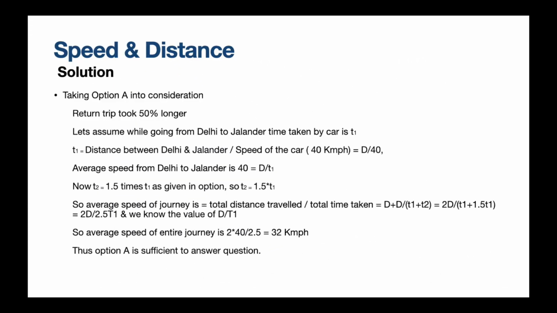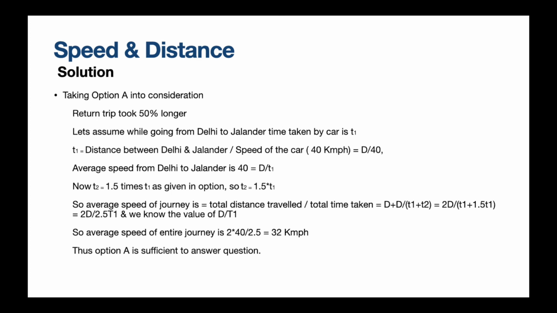Now, as given in option A, the return trip took 50% longer. Let's assume that while going from Delhi to Jalandhar, the total time taken by the car is T1. This T1 is equal to the distance between Delhi and Jalandhar divided by the speed of the car, that is D divided by 40. D is the distance I have assumed between Delhi and Jalandhar.